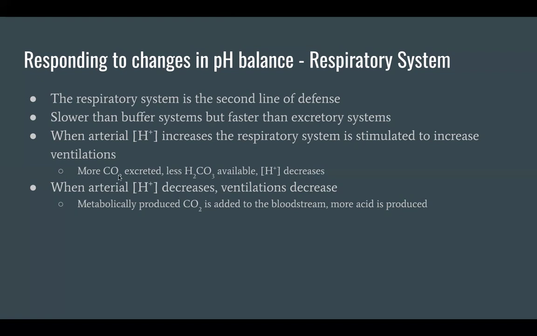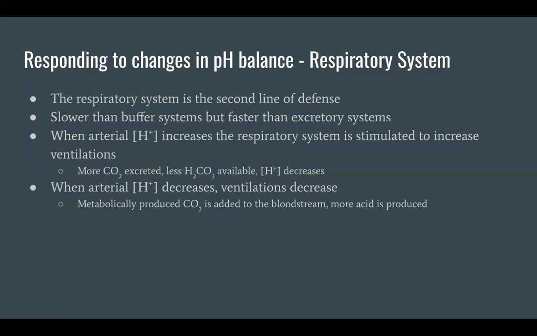When the arterial hydrogen ion concentration increases, the respiratory system is stimulated to increase the ventilation rate, which in turn excretes more CO2, which means more bicarbonate ion is available in the plasma, and the concentration of hydrogen ions is going to decrease. So this is going to balance it back out.